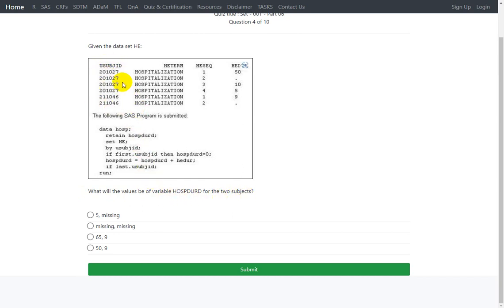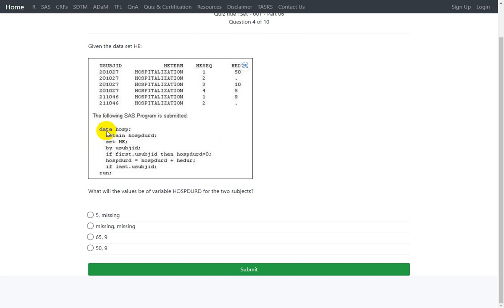So here in this data, we have two subjects. The first is the one ending with 27 and the second subject is ending with 46. Subject 27 and subject 46. And we have some hospitalization data for these subjects. For the first subject, there are four records, sequence 1, 2, 3, and 4. And for the second subject, we have 1 and 2. The duration is given in the HEDUR variable, and there are some missing values in between for these two subjects. Let us take a look at the code which is given.